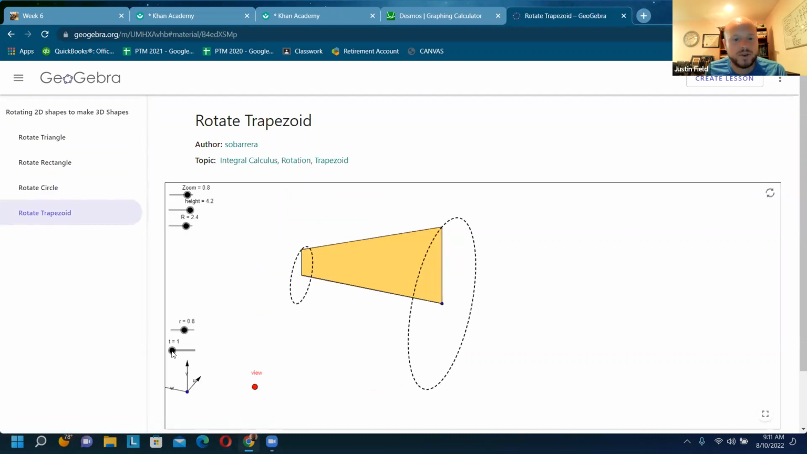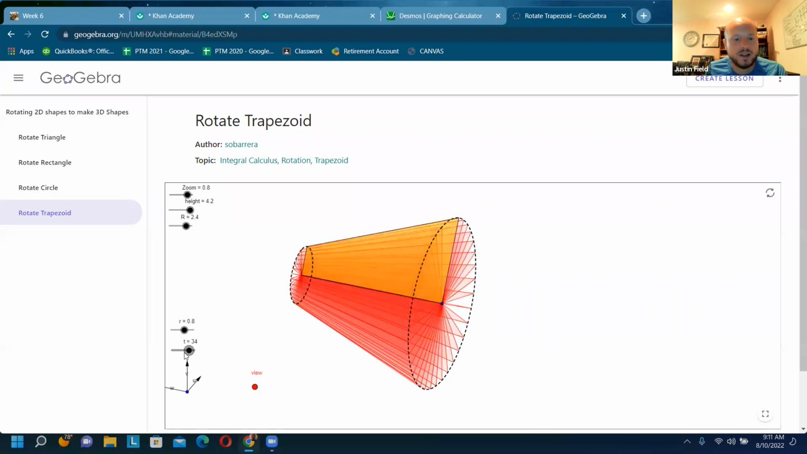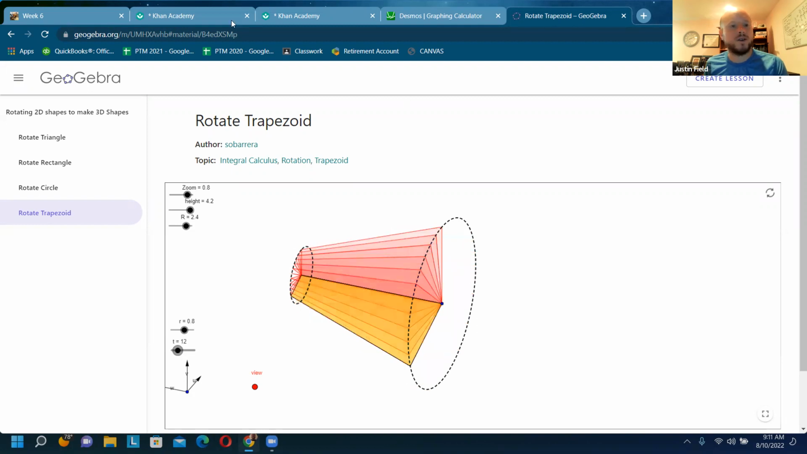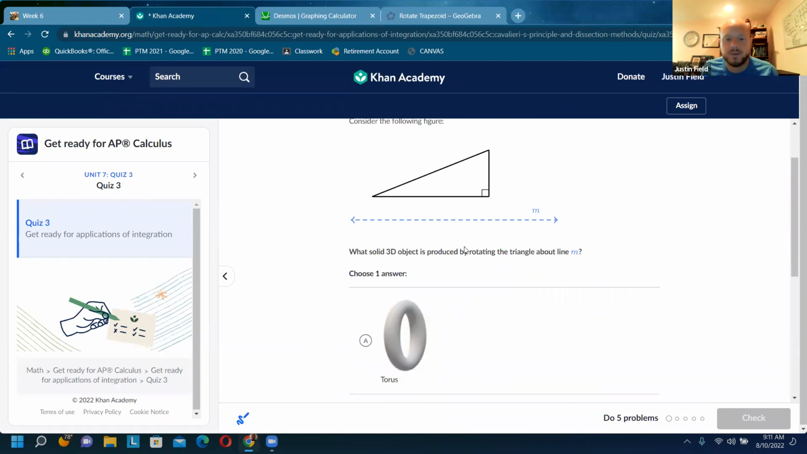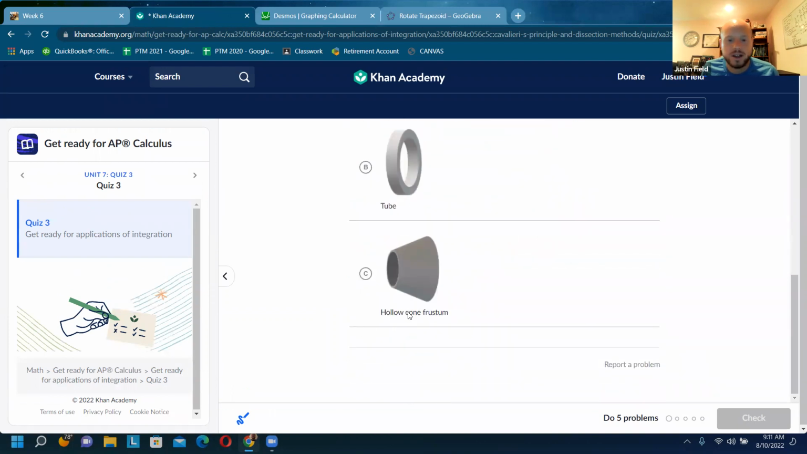And what about a trapezoid? Rotate that and you get a truncated cone. That's a cone where the top is cut off. And that's from rotating a trapezoid. But also, if we rotate this triangle, the space in the middle is going to make a little circle, and it'll be a hollow cone frustum. That's what that's called.